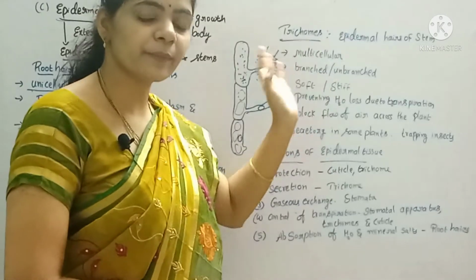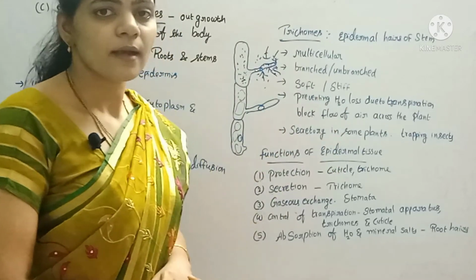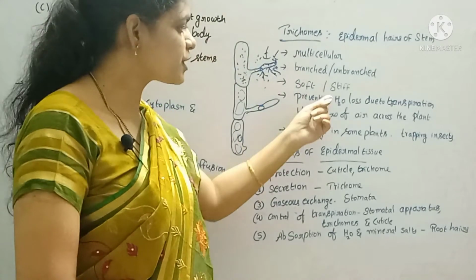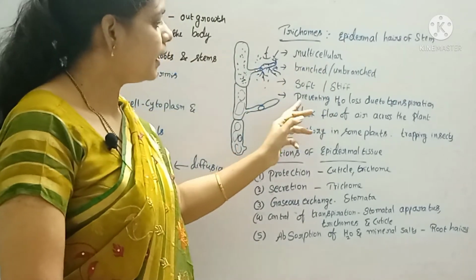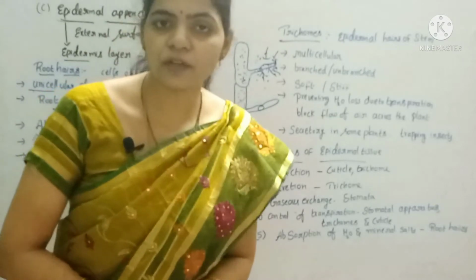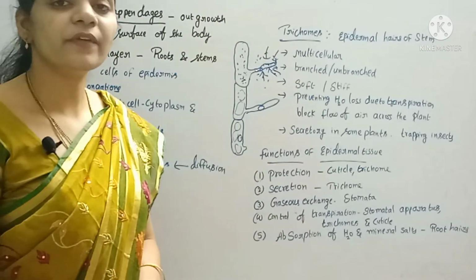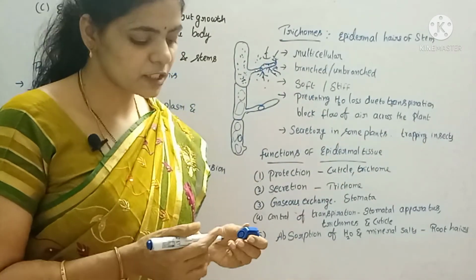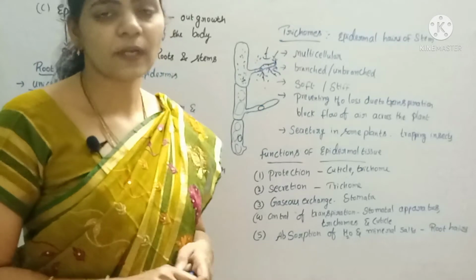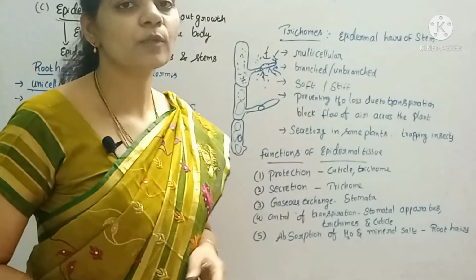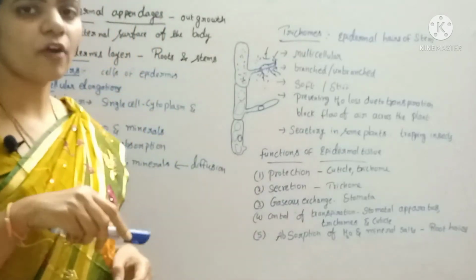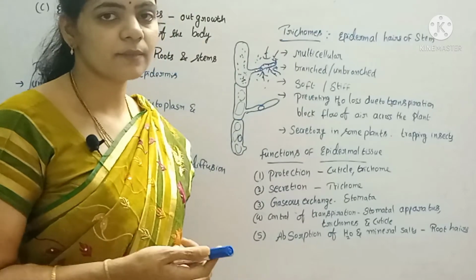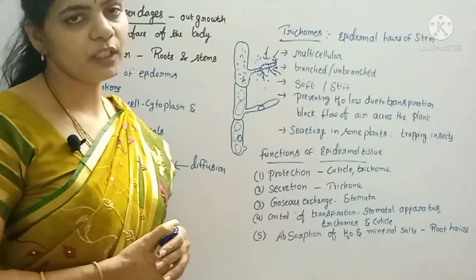In some they may be branched structures and in some they may be unbranched. They may be soft hairy-like structures or sometimes stiff structures also. And the function of these trichomes is that they help in preventing water loss due to transpiration. We have studied that transpiration occurs by means of stomata. These soft hairy structures cover the stomata or some evaporation surfaces and prevent the water loss.